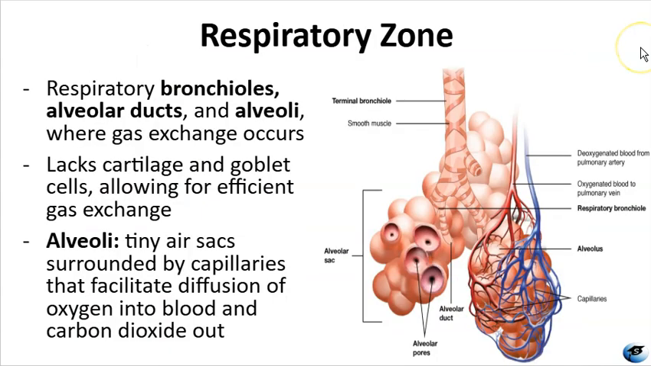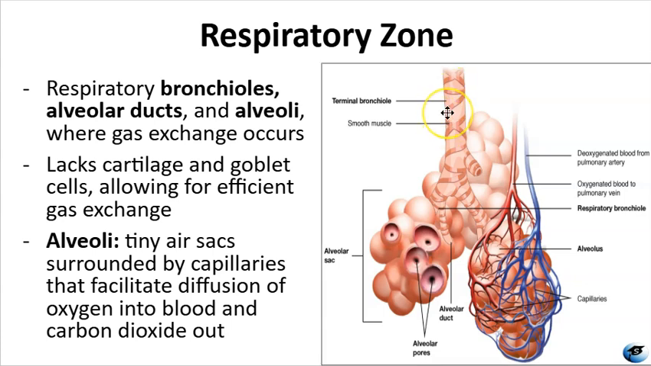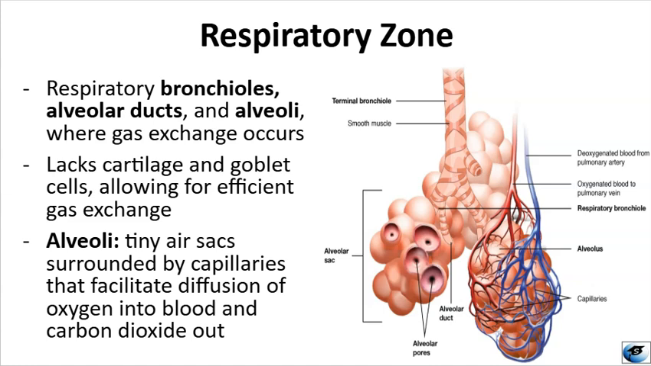If we're looking at the respiratory zone, this is the portion of the respiratory system where the actual gas exchange occurs. So we're talking about bronchi, bronchioles, alveoli, all of those kinds of things. So this is beginning with the bronchioles. The bronchioles then branch into alveolar ducts and then terminate in clusters of alveoli. And alveoli are the tiny air sacs that are the functional units of the lungs.